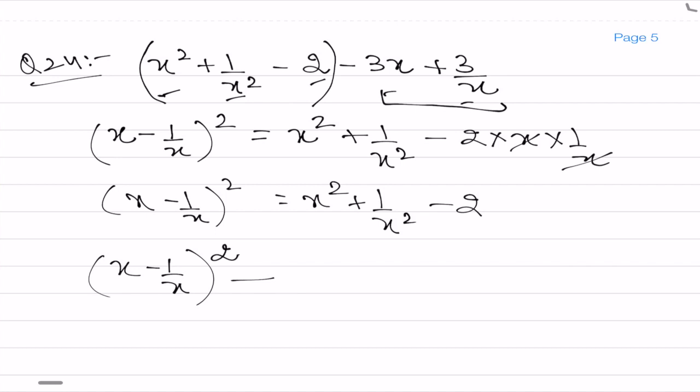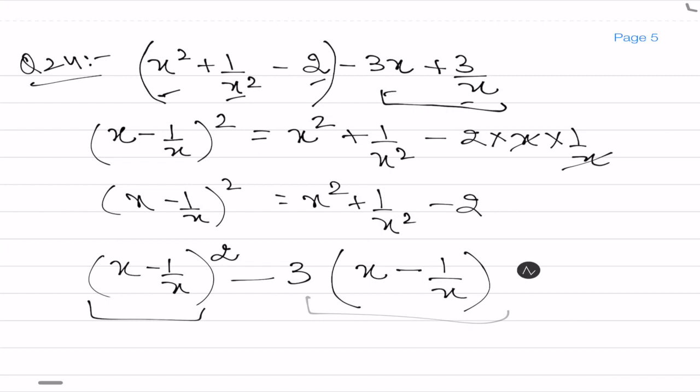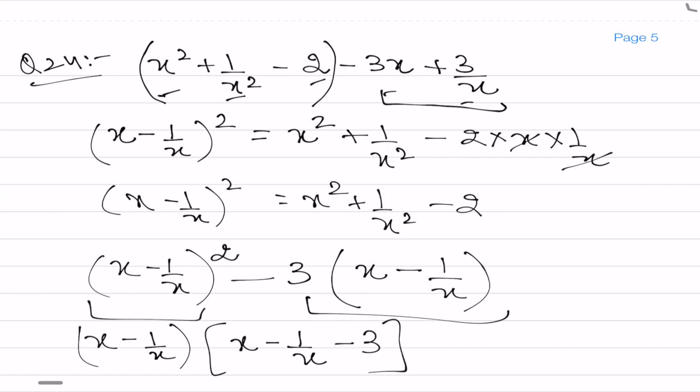And in the last 2 terms, what is common? 3. So it's minus 3 into x, and since there is a negative sign outside, the next sign will change. It changed to minus 1 by x. Now we can see in the first and the last term, what is common? x minus 1 by x. So what is left? x minus 1 by x from the first term, and from the second term minus 3. So (x minus 1 by x) and (x minus 1 upon x minus 3) are the factors.